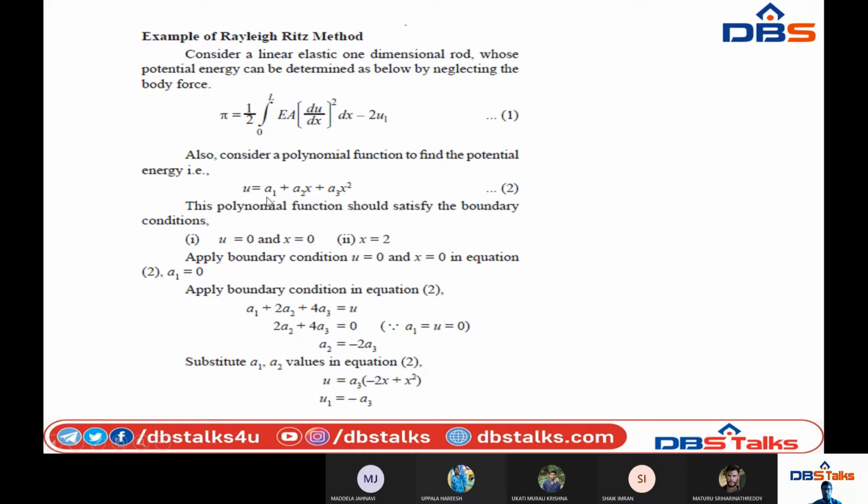Putting x equal to 0 in equation 2, we get a1, and then plus a2 at x equal to 2. I'm substituting x equal to 2 into equation 2: 2a2 plus a3 x square, with x equal to 2 squared, giving 4a3, that equal to u.